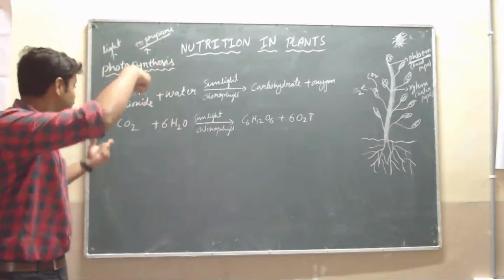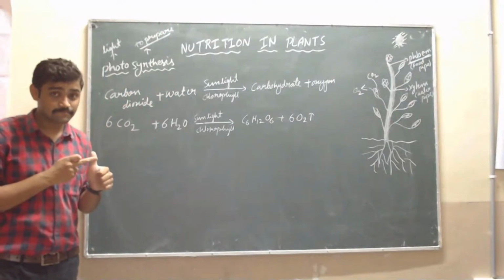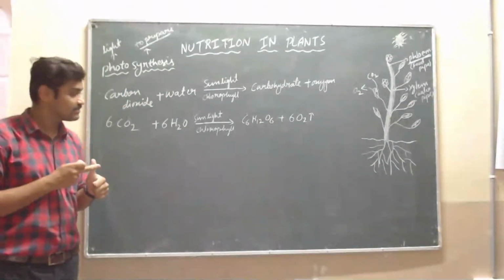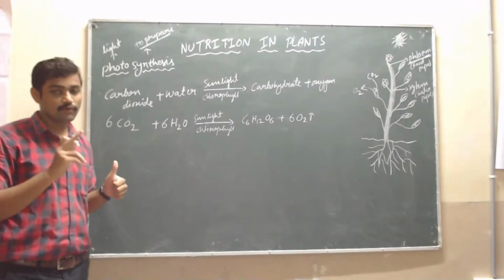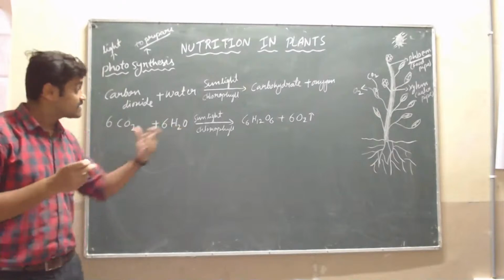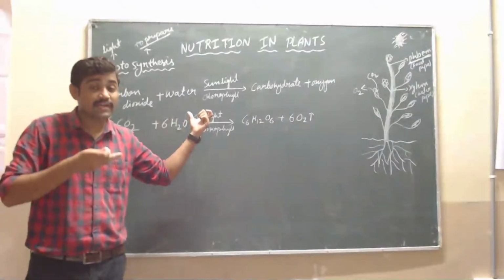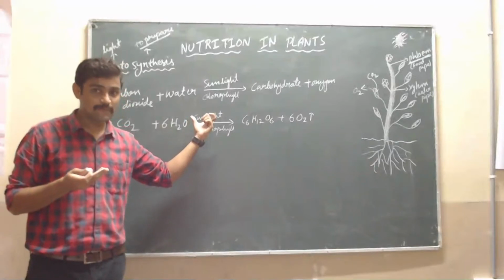See here, carbon dioxide is present in the atmosphere. Carbon dioxide is necessary. Then water is also needed, isn't it? To prepare our own food we need water. Yes, carbon dioxide is there, water is also there, and sunlight is also there to prepare our own food.